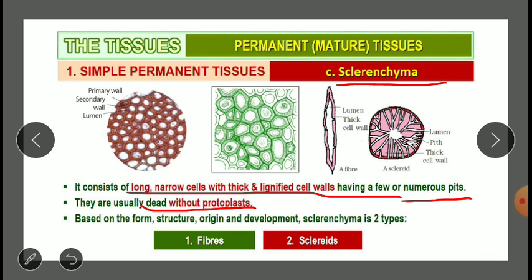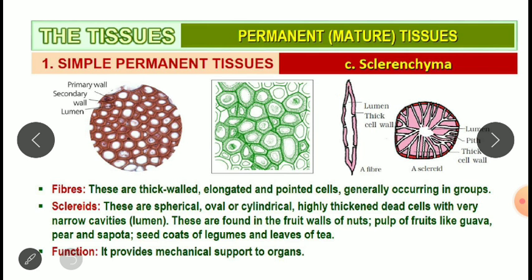Then what are they containing? They contain only the walls, as you can see here and here. Only the narrow cells are present with thick and lignified walls having the pits. Based on the form, structure, origin and development, sclerenchyma are of two types, fibers and sclerites. What are the fibers? Fibers are thick-walled, elongated and pointed cells generally occurring in groups. So these are the fibers.